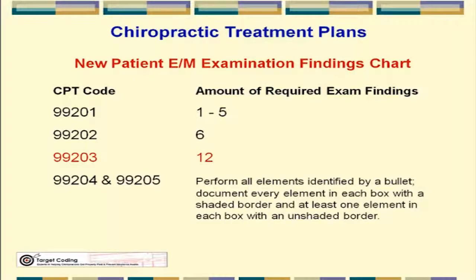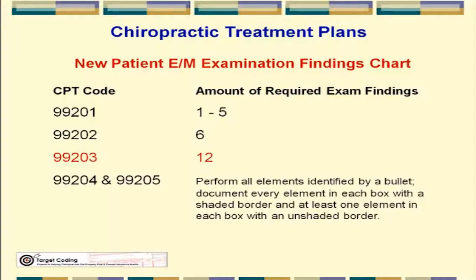Those of you listening to this presentation, if you're interested in getting the E&M guidelines, send an email to amy@targetcoding.com. That's amy@targetcoding.com, and she'll send you the E&M guidelines so you can see these bullet points that I'm referring to. So how do you get bullet points?